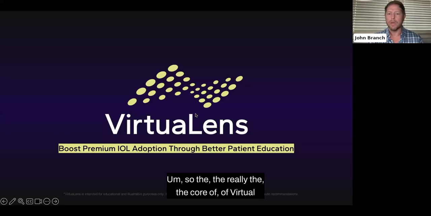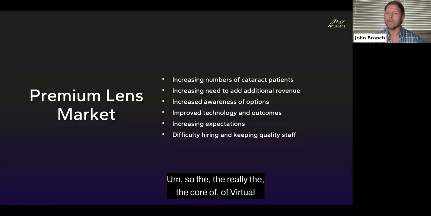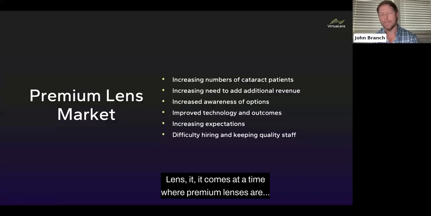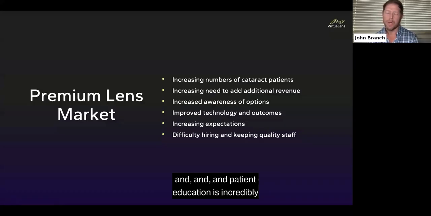So the core of Virtual Lens comes at a time where premium lenses and patient education are incredibly important because we're seeing more patients. Premium lenses add additional revenue to our practice. We have more options out there, and our patients now have expectations like never before.